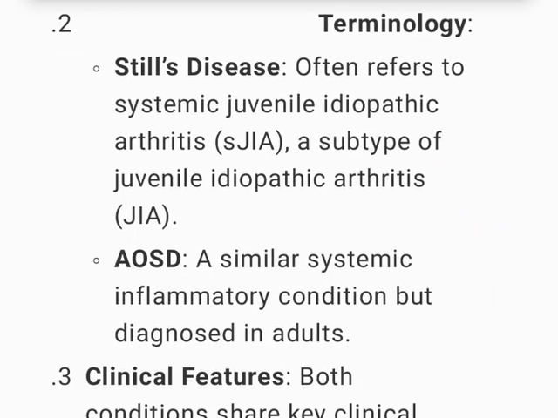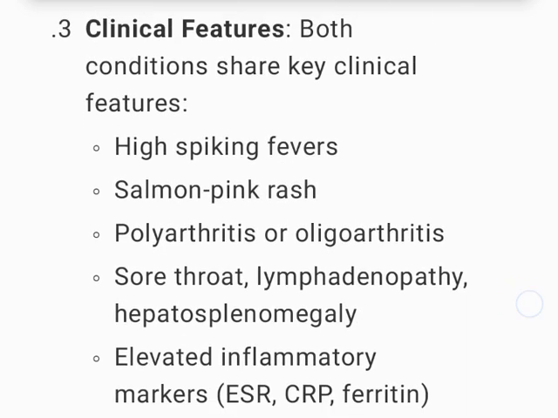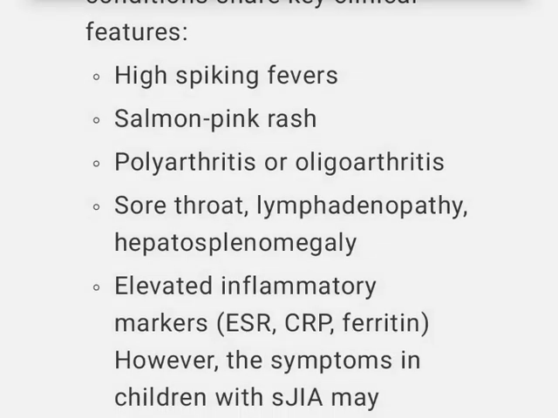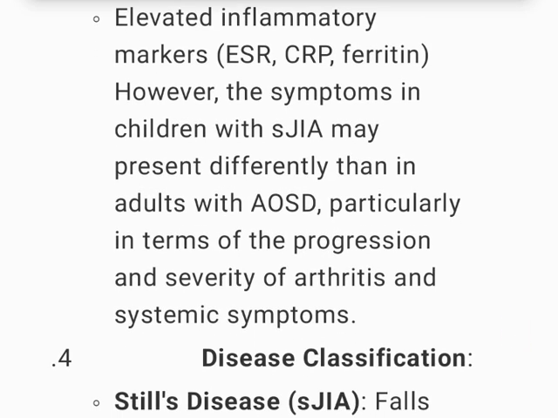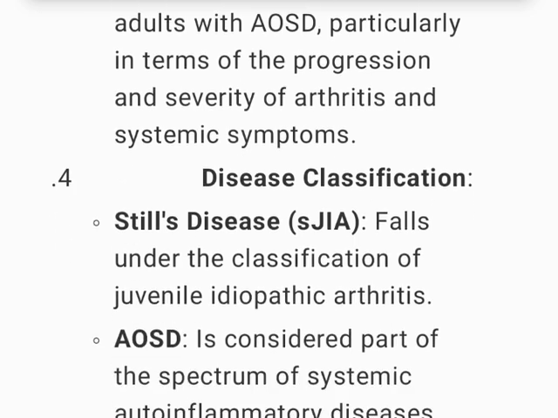2. Terminology. Still's disease often refers to systemic juvenile idiopathic arthritis, SJIA, a subtype of juvenile idiopathic arthritis, JIA. AOSD is a similar systemic inflammatory condition but diagnosed in adults. 3. Clinical features. Both conditions share key clinical features: high spiking fevers, salmon pink rash, polyarthritis or oligoarthritis, sore throat, lymphadenopathy, hepatosplenomegaly, elevated inflammatory markers, ESR, CRP, ferritin. However, the symptoms in children with SJIA may present differently than in adults with AOSD, particularly in terms of the progression and severity of arthritis and systemic symptoms.